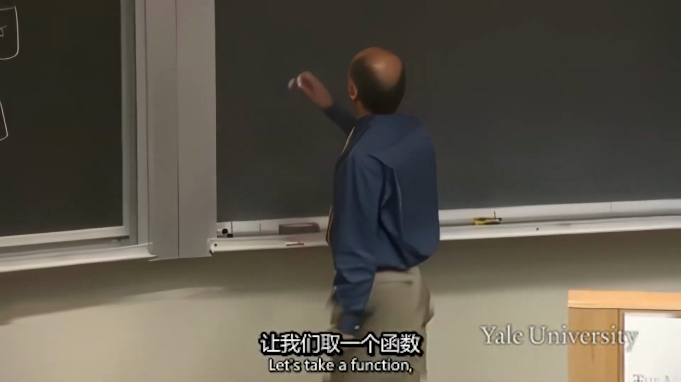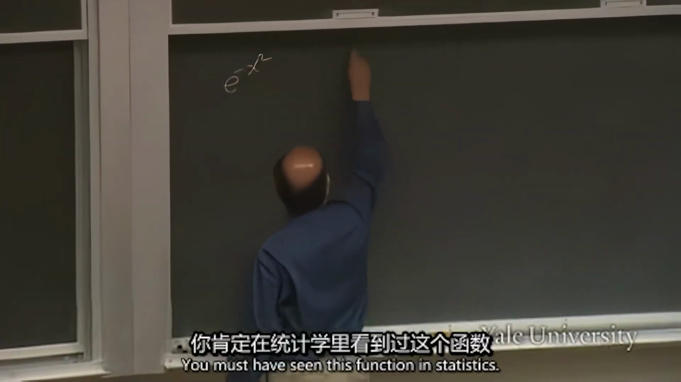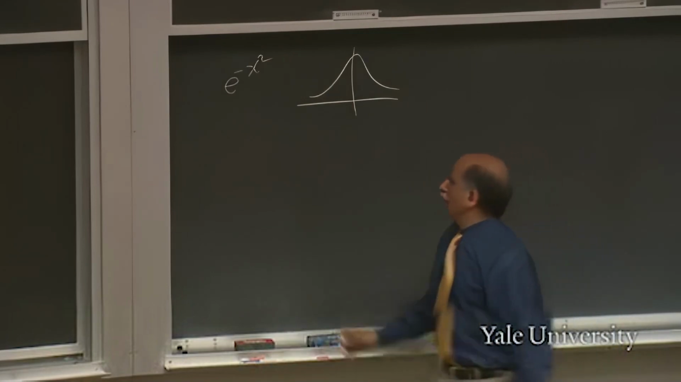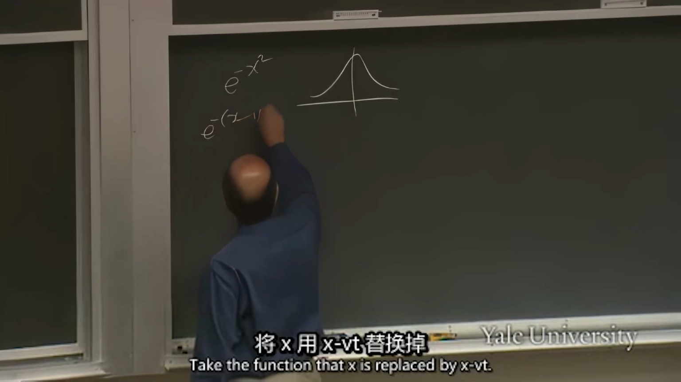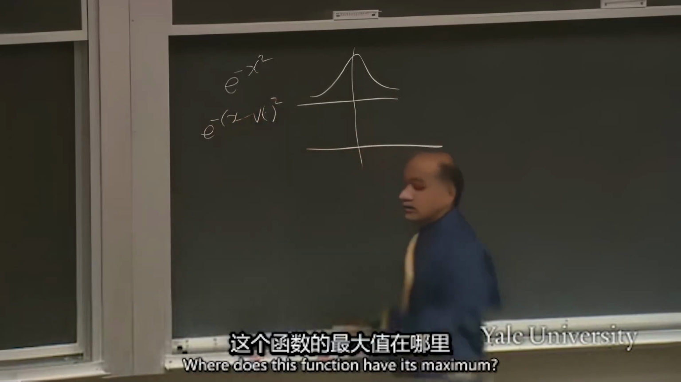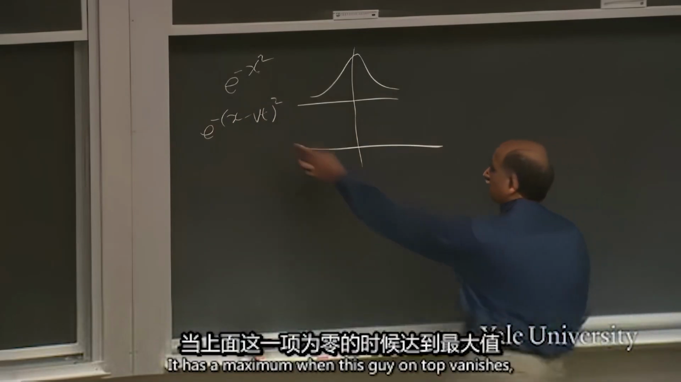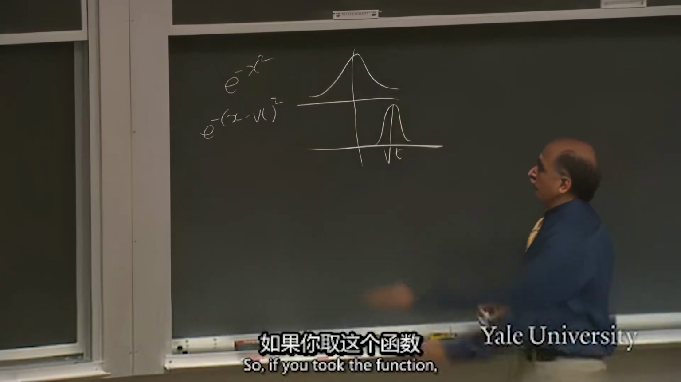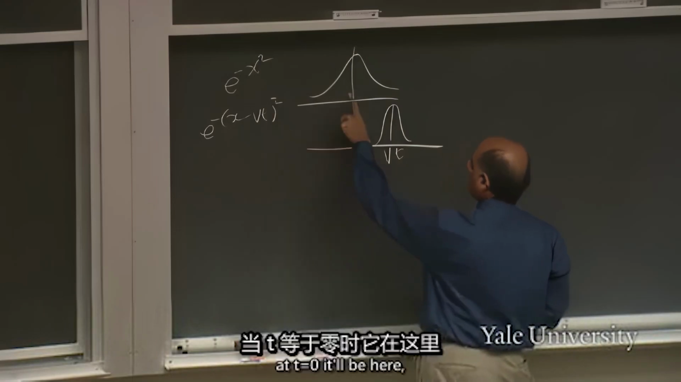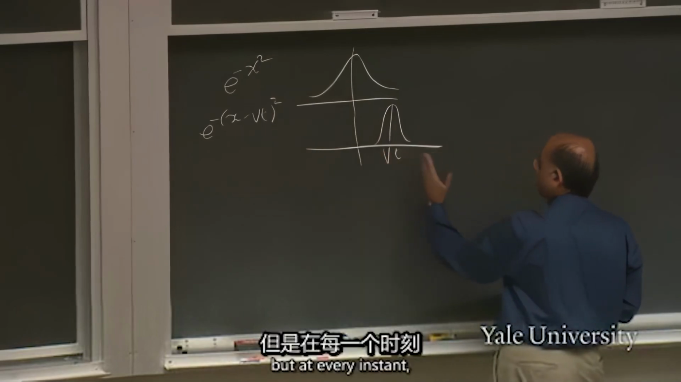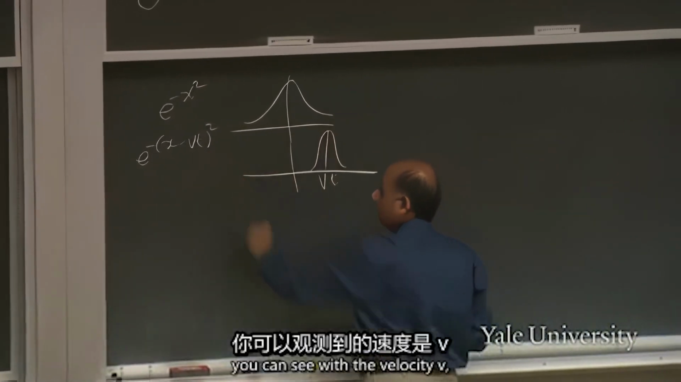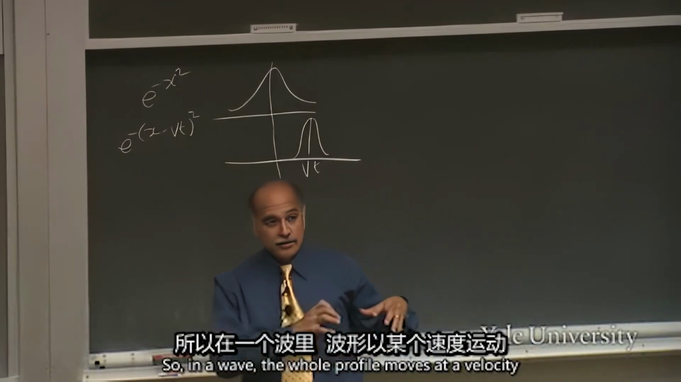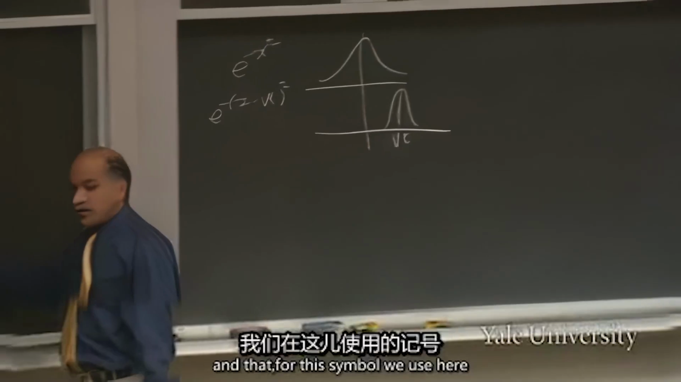Let me show you why. Let's take a function e to the minus x squared. You must have seen this function in statistics. It looks like this. It likes to have x equal to 0. Take the function where x is replaced by x minus vt. Where does this function have its maximum? It has the maximum when this guy on top vanishes, that is, when x equals vt. So if you took the function e to the minus (x minus vt) squared, at t equal to 0 it will be here, at other time it will be here, but at every instant the bump will be moving to the right, you can see with the velocity v, because the peak is at a location vt. So in a wave, the whole profile moves with the velocity, and therefore this symbol we use here is in fact the velocity of the wave.